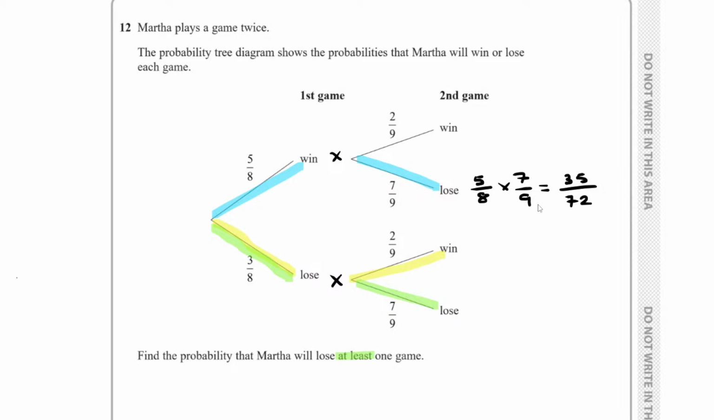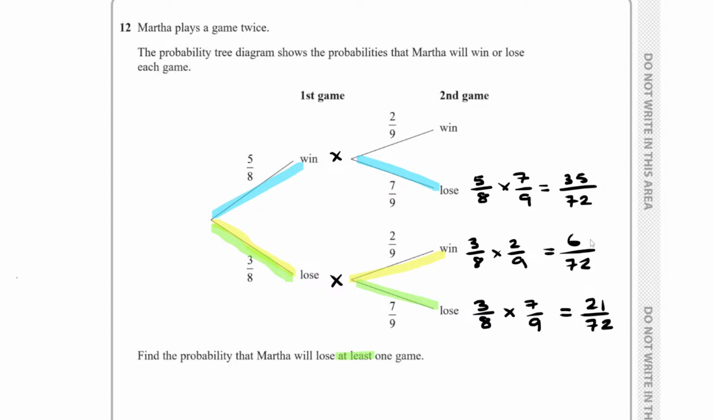Sometimes you can simplify these. I wouldn't normally, just because at the end it'll be easier if we leave them as they are. So don't simplify them even if you can. Then let's do lose-win, so the yellow one. So we've got 3/8 lose, 2/9 win, which is 6/72. And then finally the green one, lose-lose, we've got 3/8 lose and another 7/9 lose, which is 21/72.